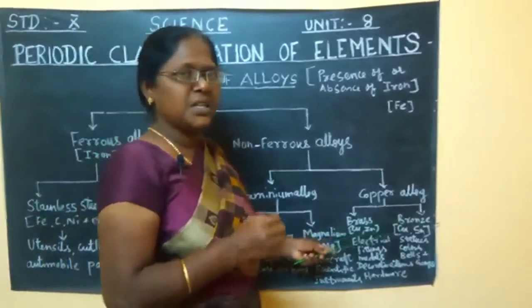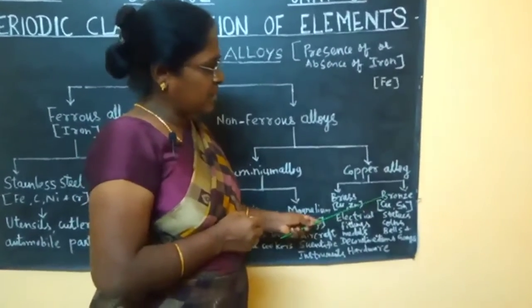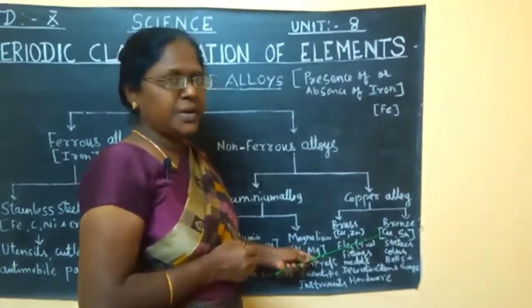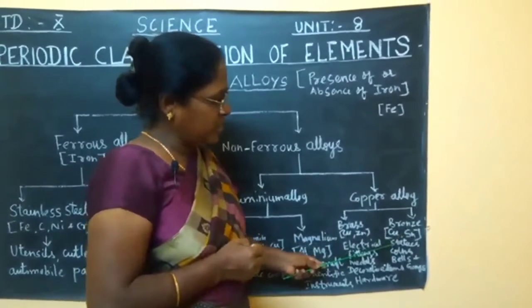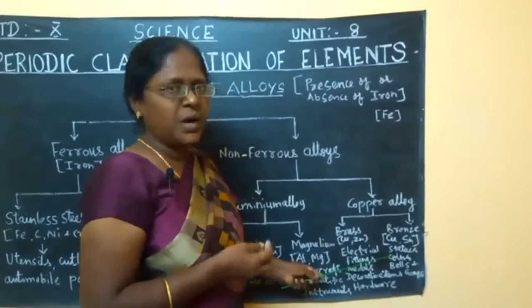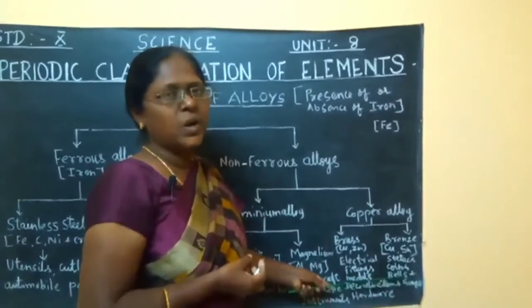And the last one is bronze. Bronze is a combination of copper and tin. Sn means tin. It is used to make statues, coins, bells and gongs.